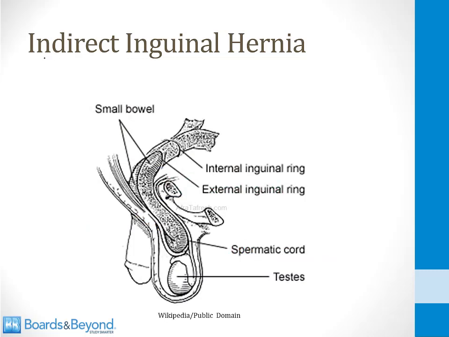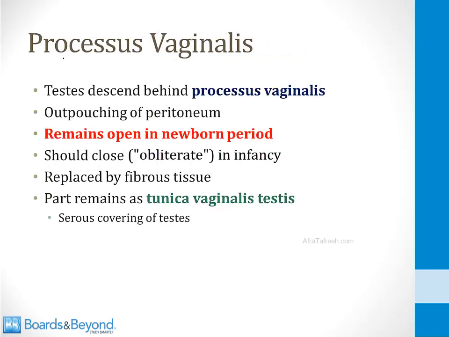Here's a nice picture showing an indirect inguinal hernia. A loop of small bowel has pushed its way through the internal inguinal ring, also through the external inguinal ring, and it is now herniating down into the scrotum in this drawing. Let me discuss the processus vaginalis in a little more detail because it's important to understand this structure in order to understand indirect inguinal hernias.